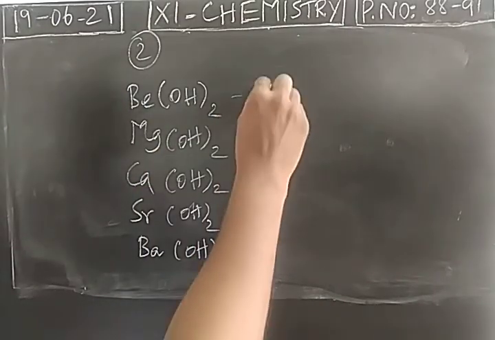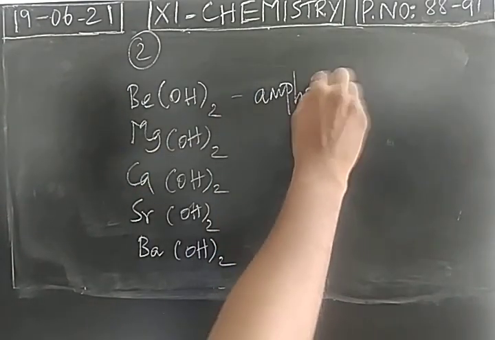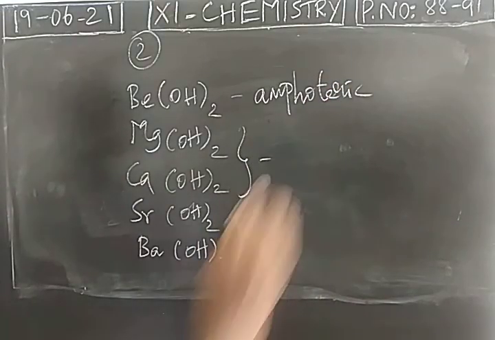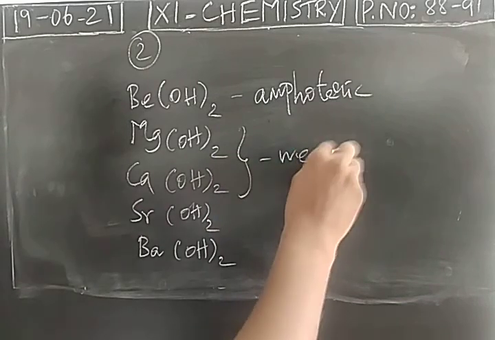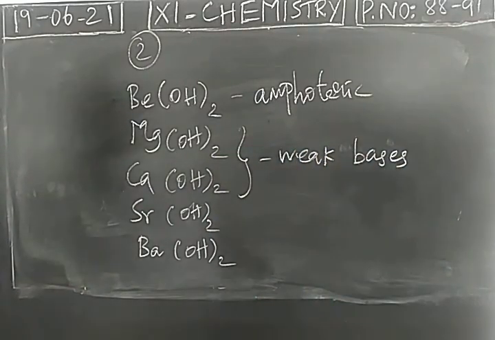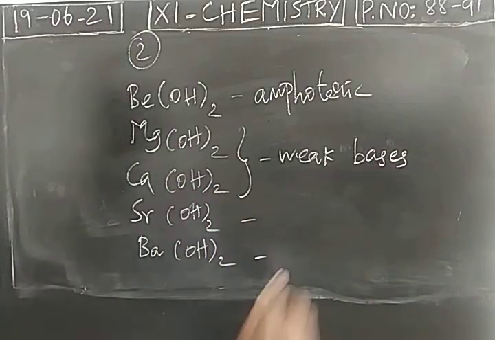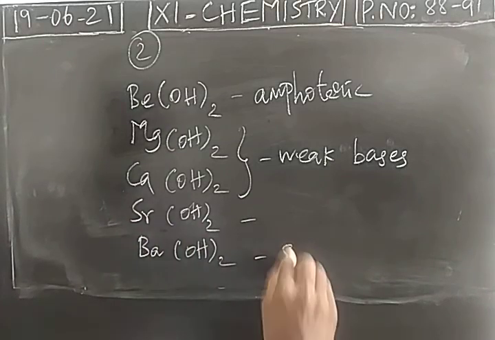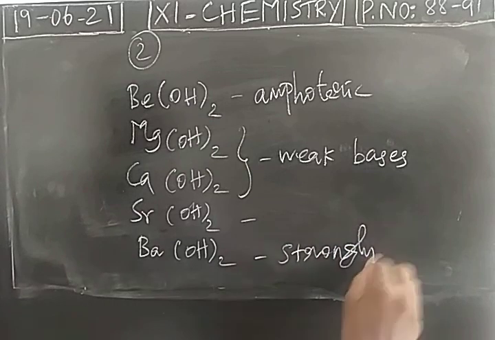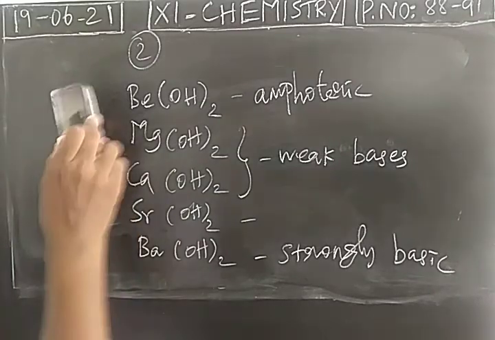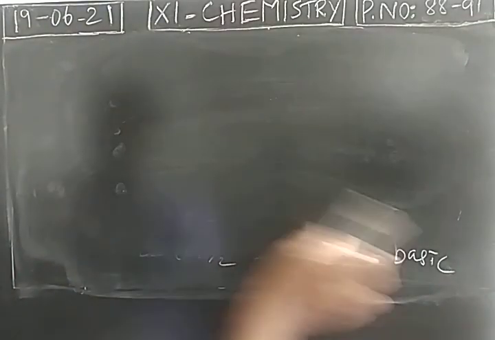When you take beryllium hydroxide, this is amphoteric in nature. Magnesium hydroxide and calcium hydroxide are weak bases. Comparing magnesium hydroxide, calcium hydroxide will have more basicity. Comparing this, it will be a stronger base. And highly stronger in basicity is barium hydroxide. So this is strongly basic in nature. So the basic nature of hydroxide increases from top to bottom due to the decrease of ionization energy.